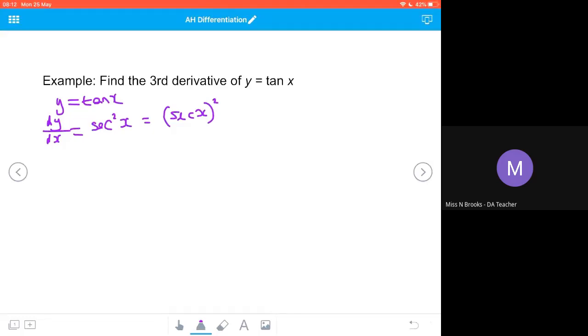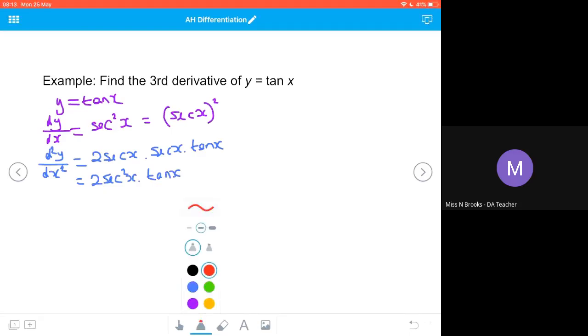So our second derivative, d2y by dx squared, is our bracket differentiated, so we're going to have 2 times sec x, and then sec x differentiates to sec x tan x, and now we're going to collect our like terms and simplify this to 2 (sec x) all squared multiplied by tan x.